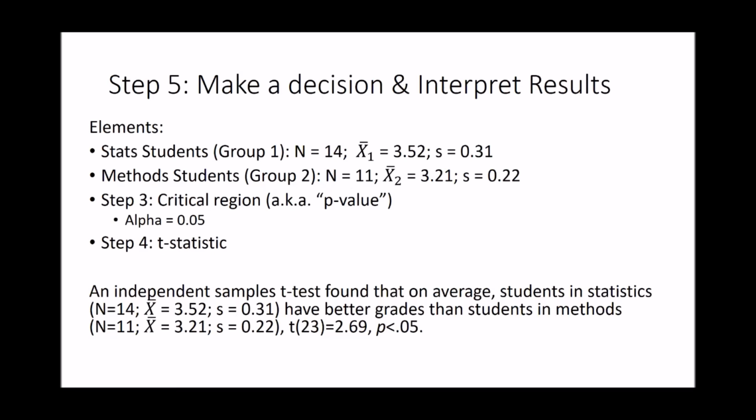And what you can see here, and actually what I forgot in these elements, is that we also want to report the degrees of freedom. So you see that t with the parentheses 23, that's our test statistic with a degree of freedom of 23 equals 2.69, which is our test statistic. And then this p-value of less than 0.05, again, this is our critical region, right? This is telling us that our test statistic is less than our cutoff of 5% or 0.05.